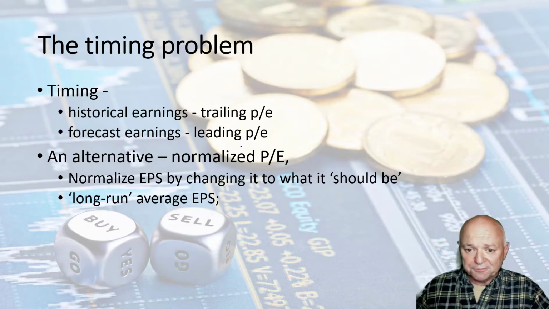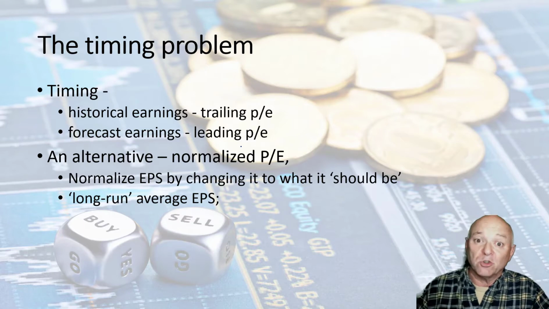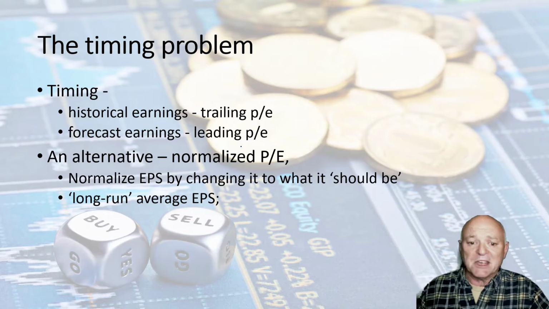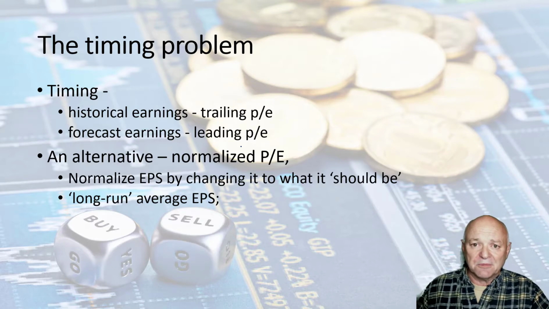Another alternative would be to take the earnings per share and standardize or normalize them by changing the earnings per share to what they would be in a normal situation. Essentially taking a long run average earnings per share and using that in the denominator.